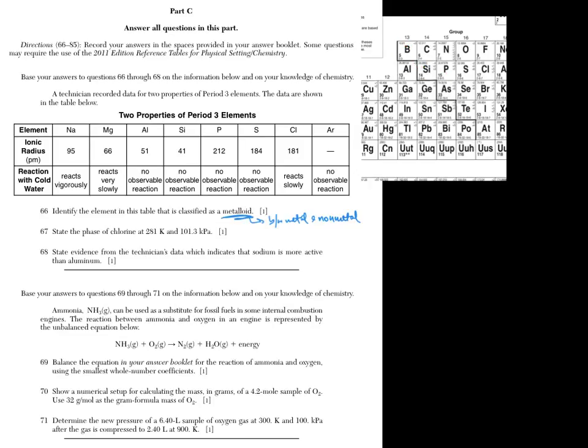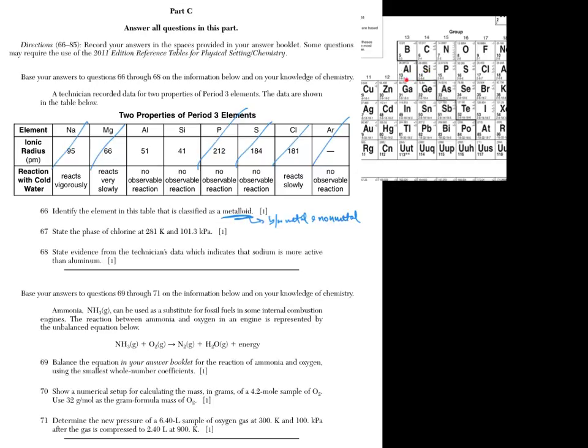Now, looking at each of our elements here, Na and Mg are not there. Phosphorus is not touching it, sulfur isn't, chlorine isn't, and neither is argon. So it's between aluminum and silicon. And there's actually only one right answer, and it's silicon.